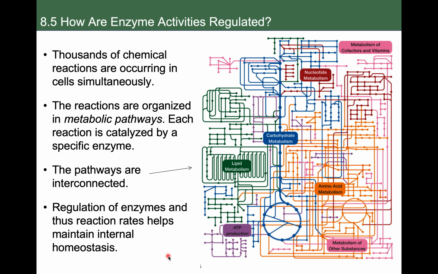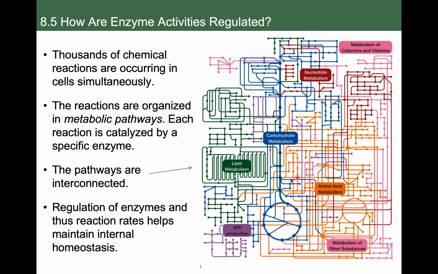So this would be a situation where the product of reaction number one then becomes the substrate for reaction number two, catalyzed by a second enzyme, and then the product of reaction number two becomes the substrate for enzyme number three, and so on. And there's all kinds of these metabolic pathways that exist in your cells.